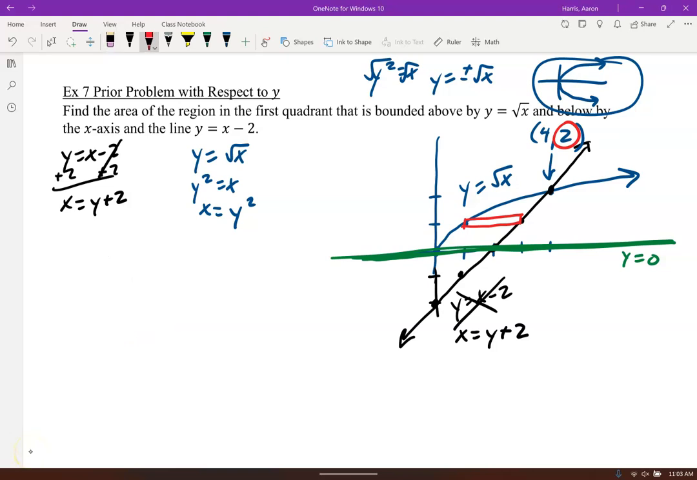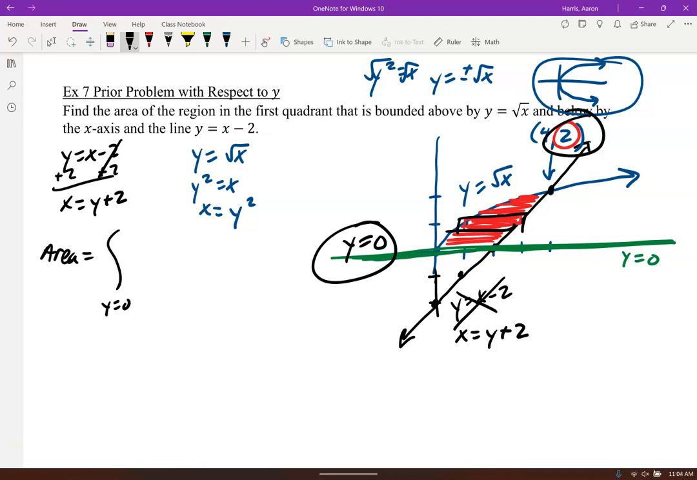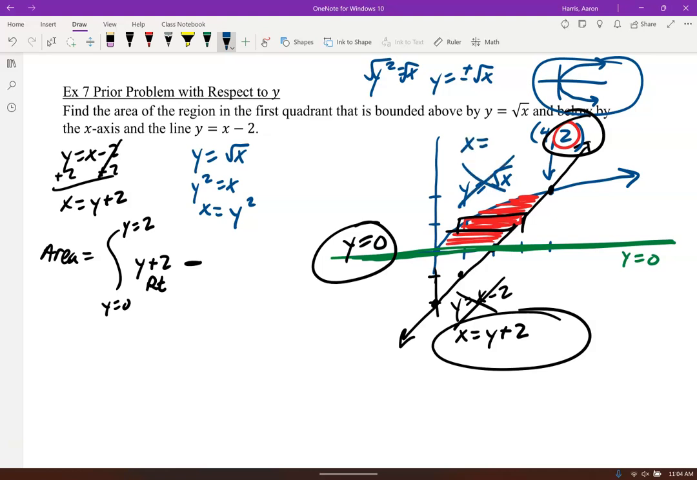Made myself a little room. So let's go ahead and find, now remember, we're finding this area in here. But of course, we're doing rectangles that are horizontal this time. So we're going to go from a y value of 0 to a y value of 2, of the right-hand side, which is x equals y plus 2. So y plus 2, my right, minus my left, which was x equals y squared, right? Remember, we solved for x there. So minus the y squared. And this is in terms of y, dy.